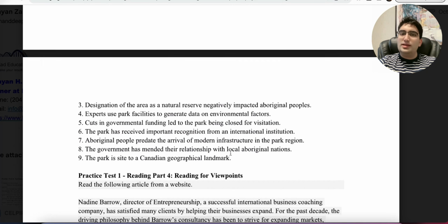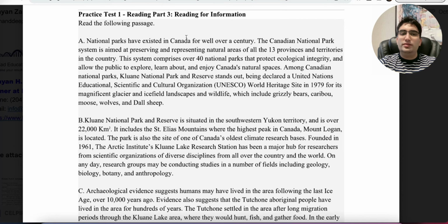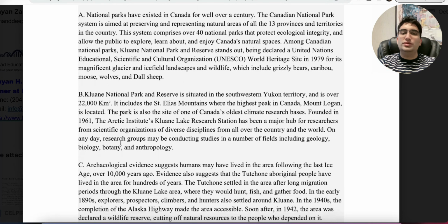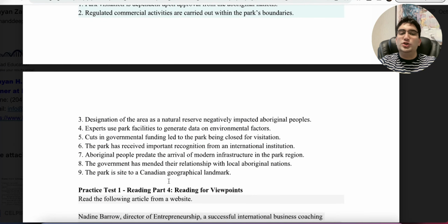Okay, now let me go up. So we're going to read paragraph A, and of course you're going to go down, but I want to show you paragraph B because that's where the answer for this is. This is the answer right here. It includes the St. Elias Mountains, where the highest peak in Canada, Mount Logan, is located. It doesn't say anything about a geographical landmark, but it just says it's the highest peak in Canada. So that automatically means it's the geographical landmark, and it is in Canada.